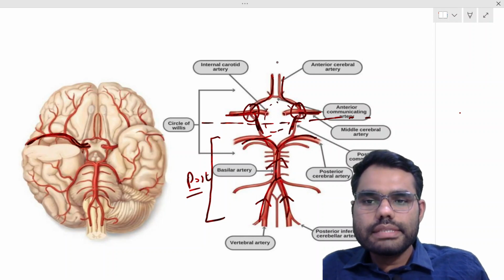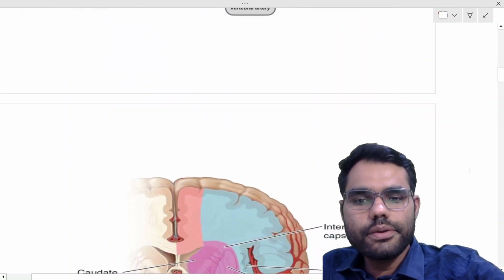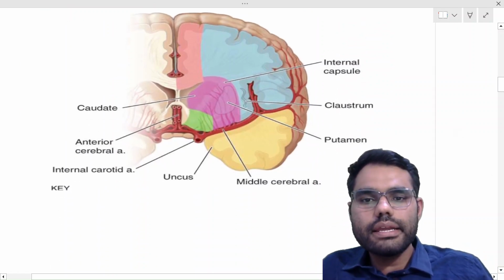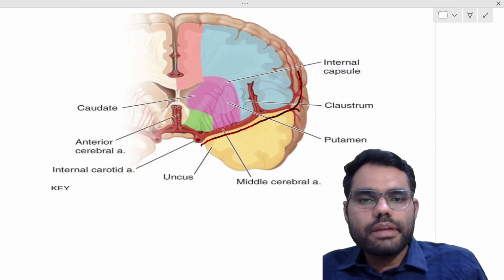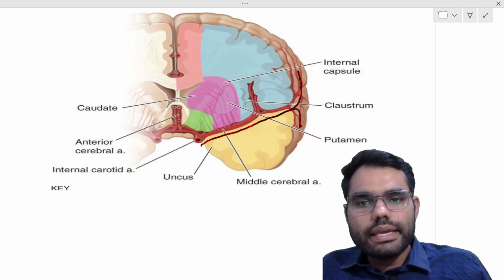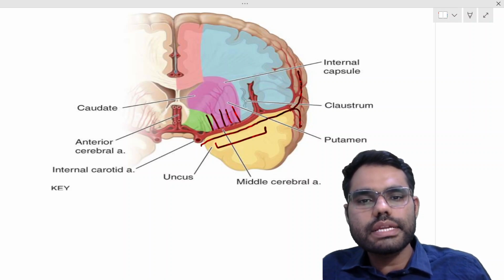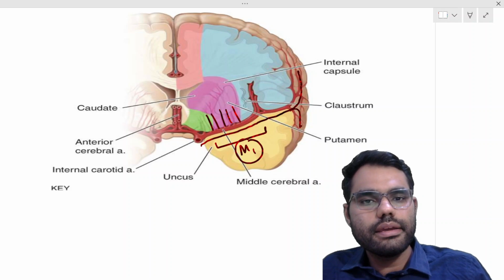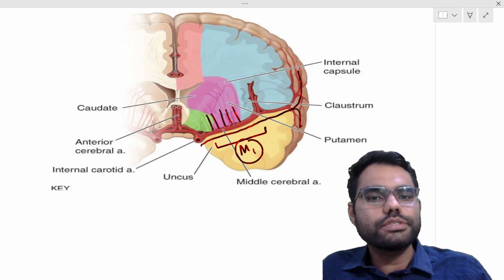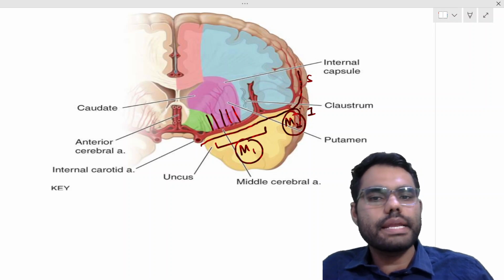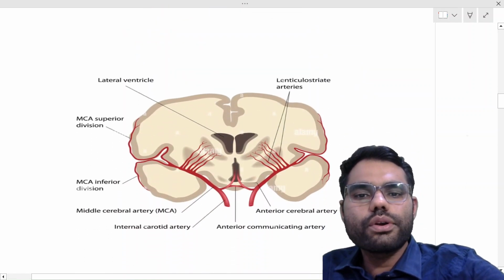We can see that the middle cerebral artery is going via the Sylvian fissure in this area. Let us trace this artery. This is the middle cerebral artery which is going via this pathway and continuing on the lateral surface of the brain. The part which is supplying the deeper structures of the brain via the lenticulostriate branches is known as the M1 segment of the middle cerebral artery, and the part which is continuing on the lateral surface of the brain and dividing into the superior and the inferior division is known as the M2 segment of the middle cerebral artery. Now what if there is an occlusion of these arteries?